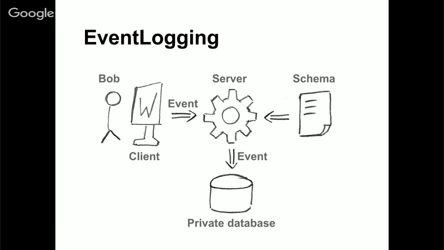For those who don't know, event logging is a platform for logging and processing structured analytic data coming from MediaWiki sites like Wikipedia. So imagine we want to know which images are being visualized in Wikipedia. Looking at the diagram, top left, we have Bob, our user. He is browsing Wikipedia. Every time he clicks on an image and visualizes it, the event logging client sends an event to the server, and the server matches it against the schema, validates it, and if everything goes well, the event is stored in the private database.